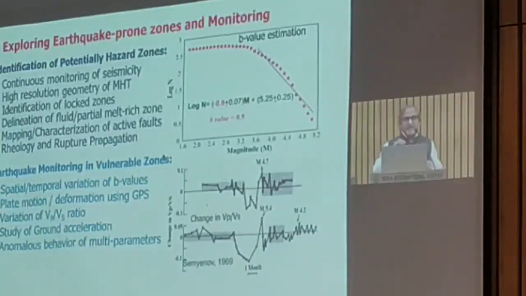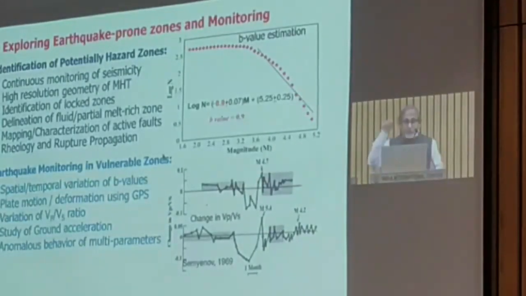He has shown two examples. I will come back to that. And then if we understand the delineation of the fluid and partial melt, that also helps us to understand, and the mapping and characterization of the active faults, rheology and uptime. So if we look into all these studies, then we will be able to say this is the most potential zone for the generation of an earthquake. So the earthquake potential zone we can identify.